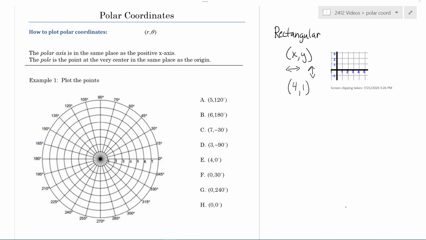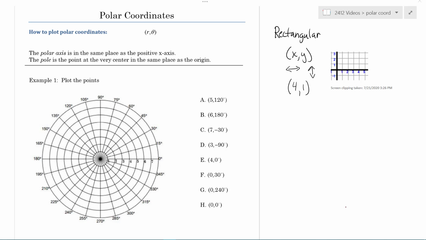In this video, we're going to talk about something called polar coordinates. What we are used to is working with what we call rectangular coordinates. So the rectangular coordinate system is that grid with the squares or those rectangles.